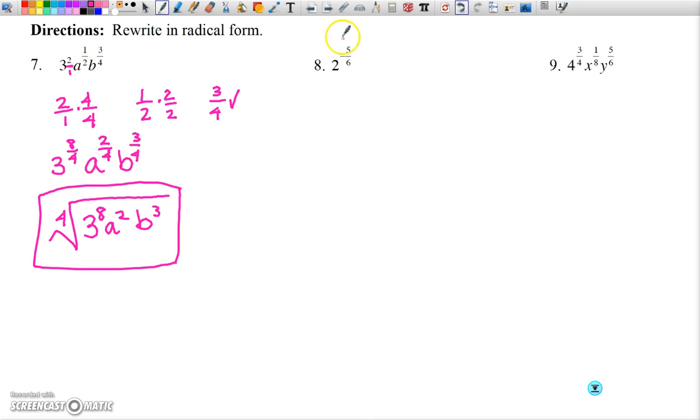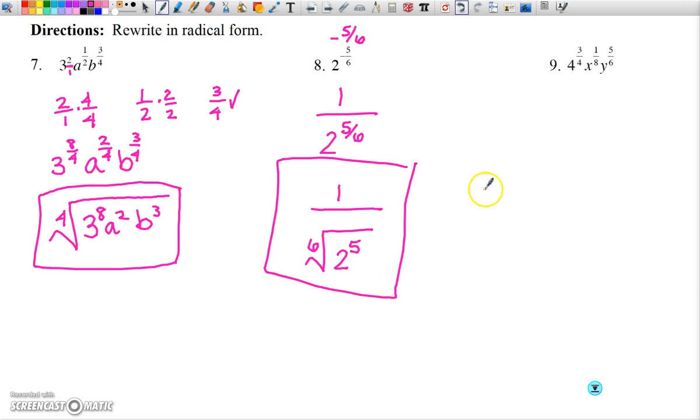All right, this is actually a -5/6, so if it's kind of hard to see on the paper, I'm really sorry. All right, so if it's negative, we need to move it to the denominator to make it become a +5/6, and then when we put our radical, 6 is the index and 2 is the exponent. And that would be your answer.